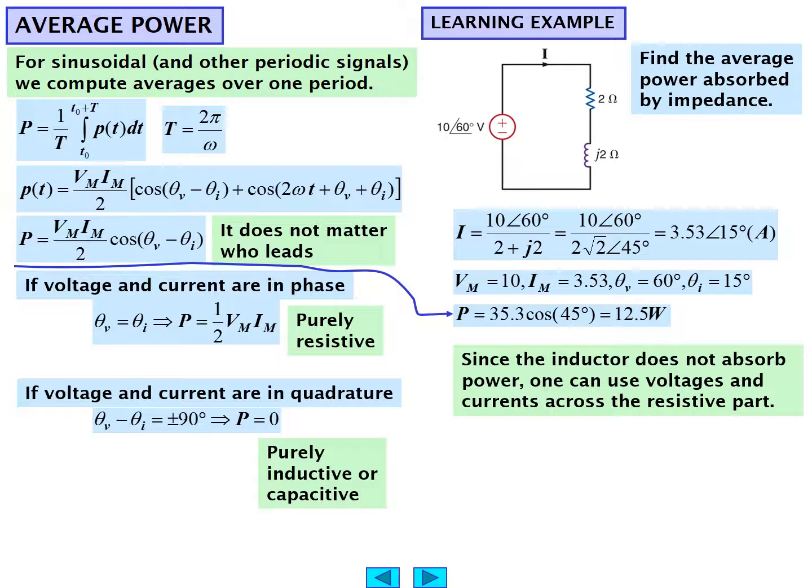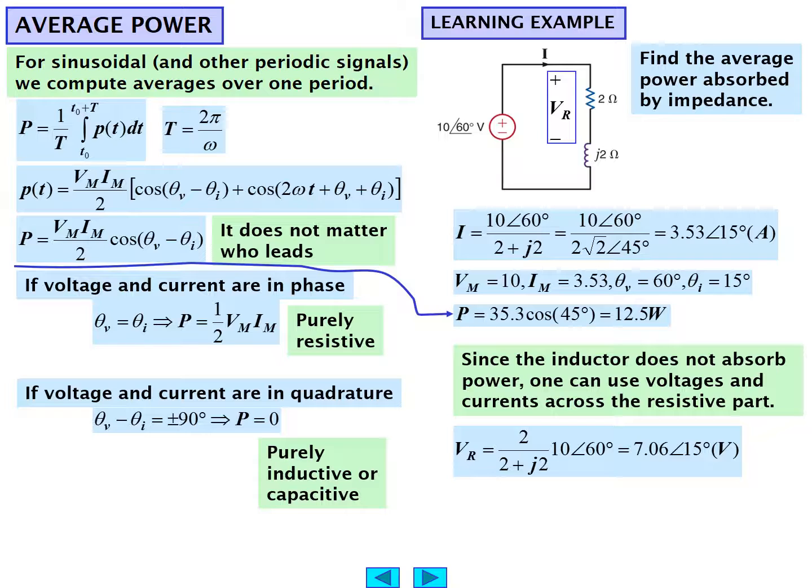Since the inductor does not absorb power, one can use voltages and currents just across the resistive part. For example, what is the voltage across the 2 ohm resistor, the only element of the network that is in fact absorbing power? We can get V_R then by voltage division: 2 divided by 2 plus j2, that is the particular impedance, in this case a 2 ohm resistor, divided by the sum of the impedances of the series network, 2 plus j2, multiplied by 10 angle 60 degrees. That's a voltage divider.